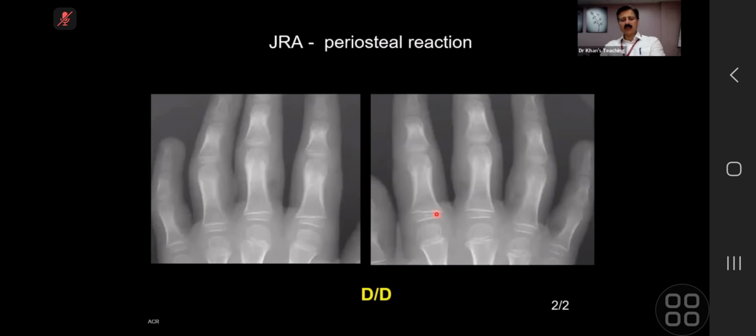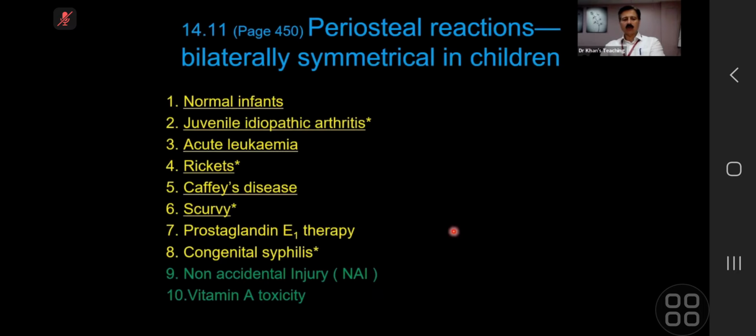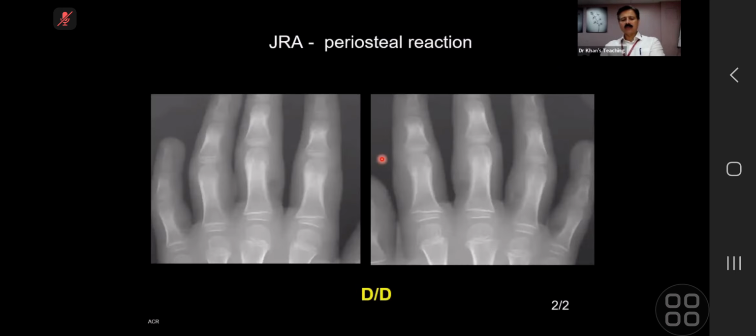So please remember, in this particular case, you cannot say a few things. For example, look at the epiphysis, and this is not a young child, as in an infant or a neonate. So this normal infant cannot come in the list. Of course, rickets is a pseudo finding. We covered it in the past. It will not involve the small bones of the hands.